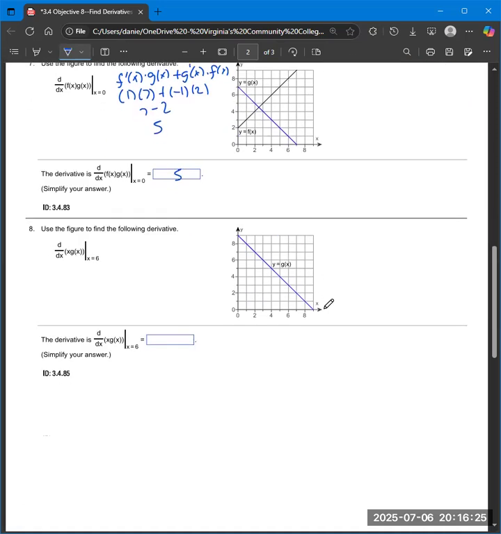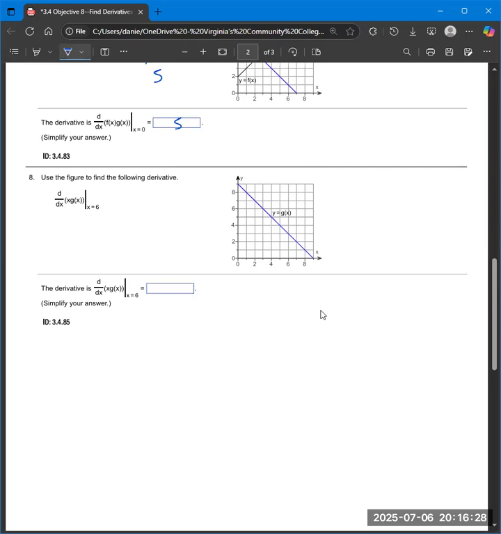Then for our last problem for this section, 1 times g of x plus x g prime of x at 6. So at 6, g is 3, and my slope is negative 1. So we have 3 plus 6 times negative 1. 3 minus 6 is negative 3.